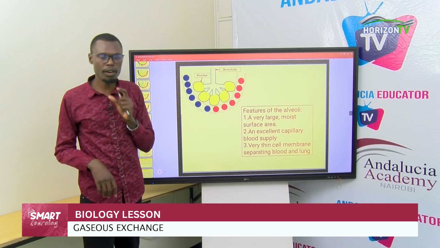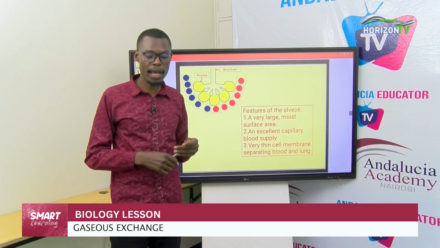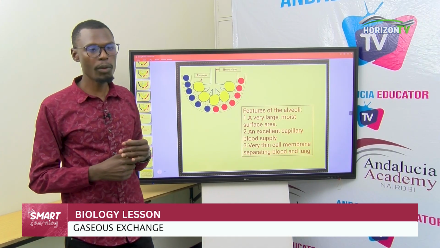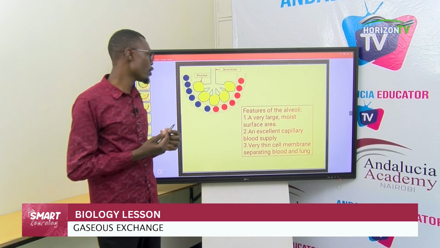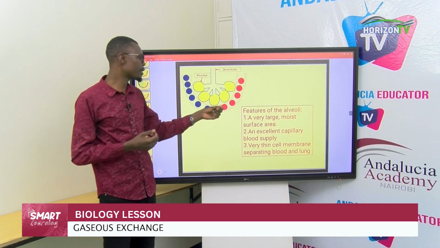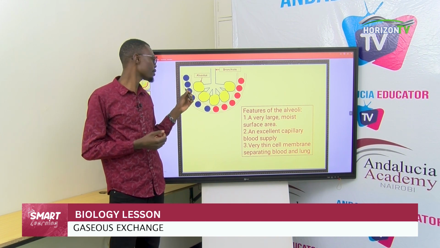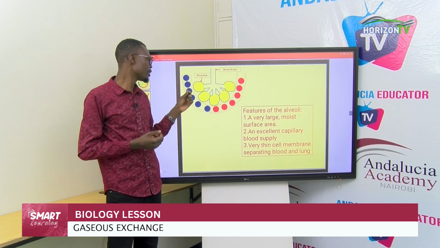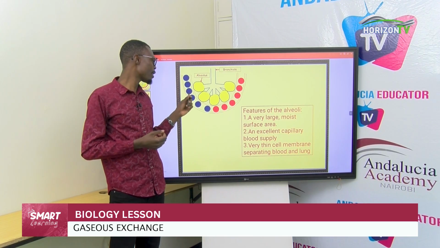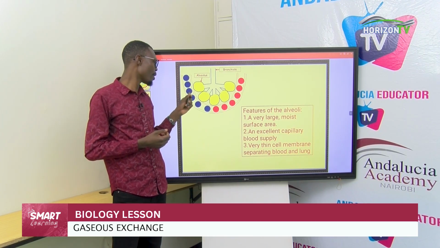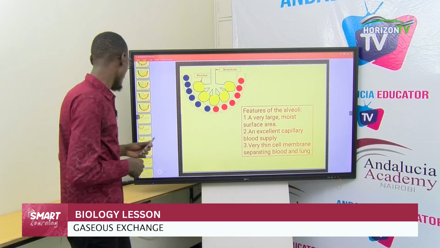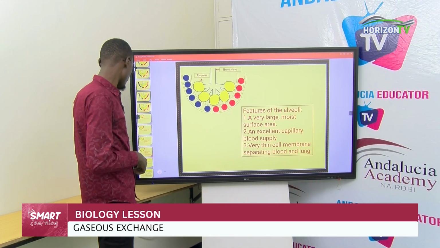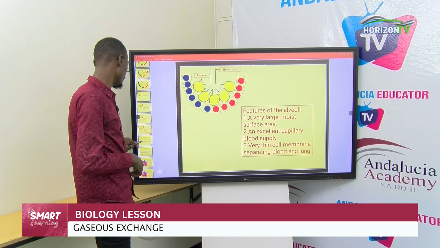The product of respiration is carbon dioxide. So the carbon dioxide, since the body cells do not need it, has to be taken to the lungs. Then in the lungs, the high concentration in the blood enables it to diffuse into the alveoli and come out of the body.